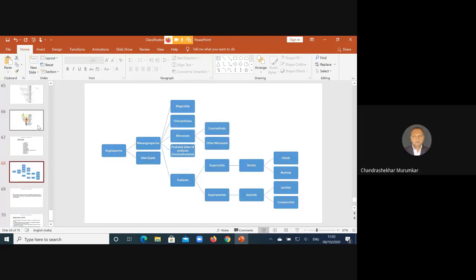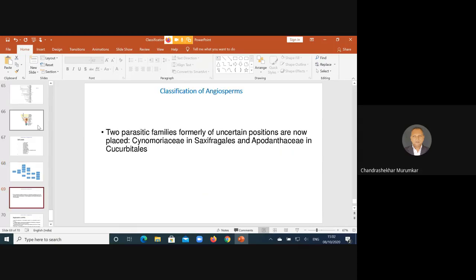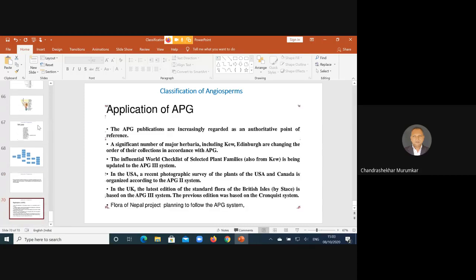Now this is the form. Again, in the same way I have discussed, this is a sort of relationship, again in a short form, which I have presented. So the two parasitic families formerly of uncertain position are now placed, which I already have discussed.